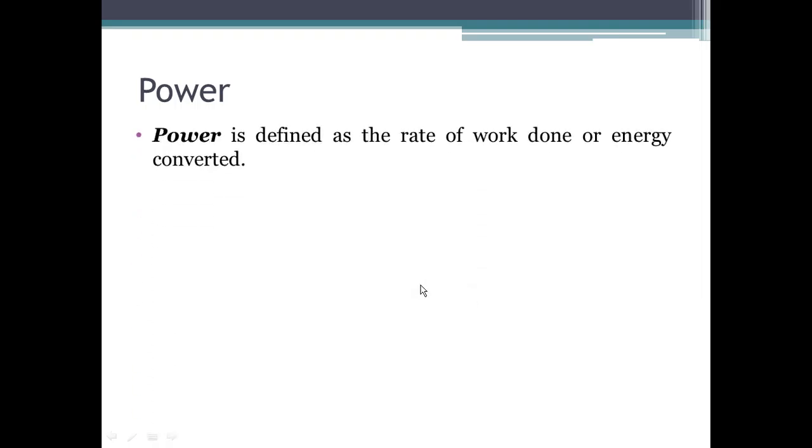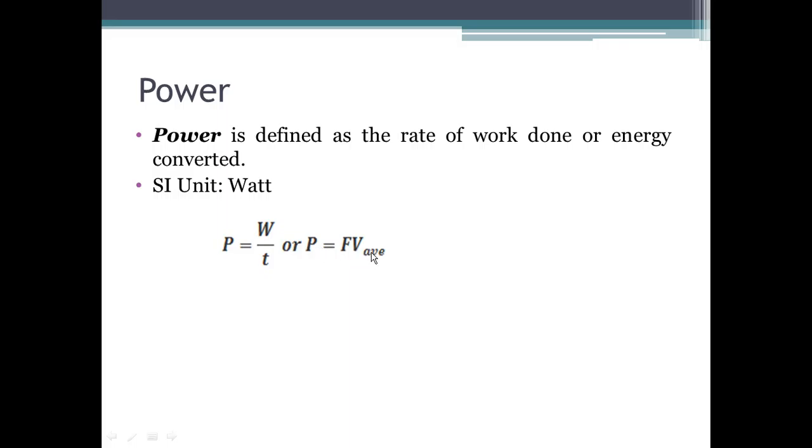Power is defined as the rate of work done, or rate of energy transfer or energy conversion. The unit of power is the watt. Now, for the formula of power, power is defined as the rate of work. When we say rate, we are referring to an amount divided by time. So power is the rate of doing work, and therefore power is work divided by time.